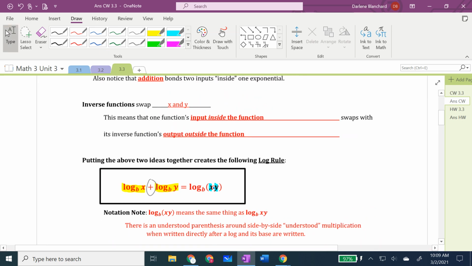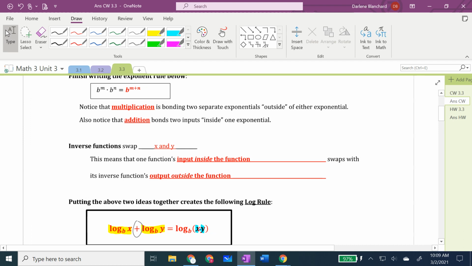Look at it next to this rule over here. And I want to emphasize the exponentials are separately brought together by multiplication. That causes their insides to add. With logarithms, when two logarithms are brought together by addition, then their insides are brought together under one logarithm with multiplication.